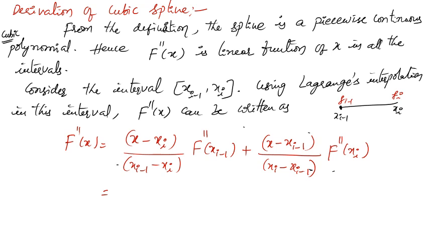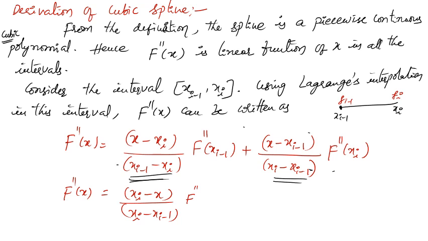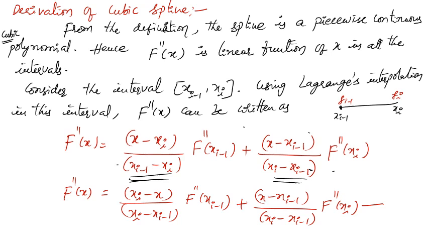So make the denominator the same denominator. Let us write this as f double dash of x equal to, taking minus common in the numerator, (xi minus x) by (xi minus xi minus 1) times f double dash xi minus 1, plus (x minus xi minus 1) by (xi minus xi minus 1) times f double dash xi. Okay, take this as equation 1.